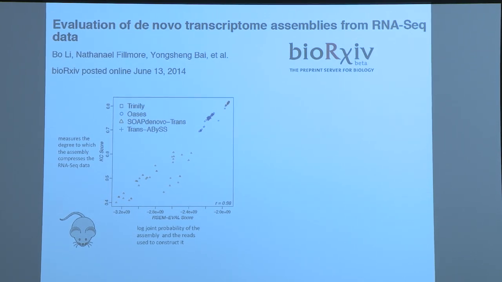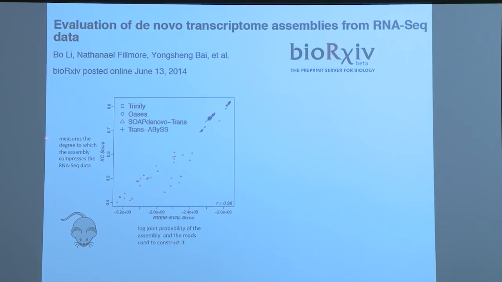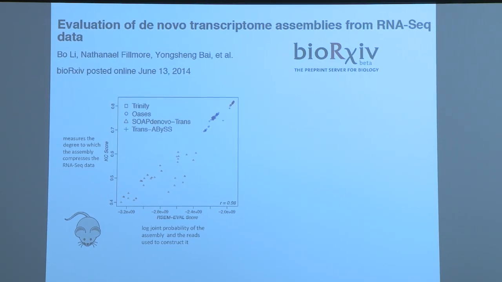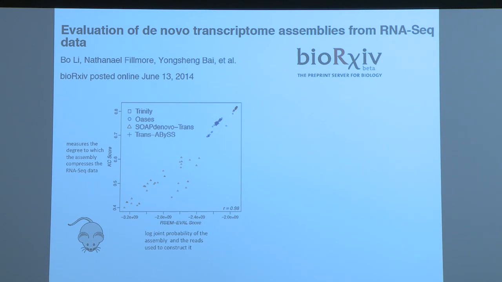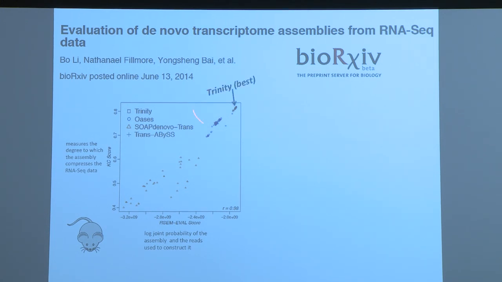And there's another metric for how good the assembly is, which is a measurement of the degree to which the assembly compresses all of the RNA-seq data. Right? So there are a couple of metrics, and they're highly correlated with each other. But in any case, you've got all these different tools that have been developed over time for transcript reconstruction, and woohoo, we came out on top. So this is very gratifying to see.